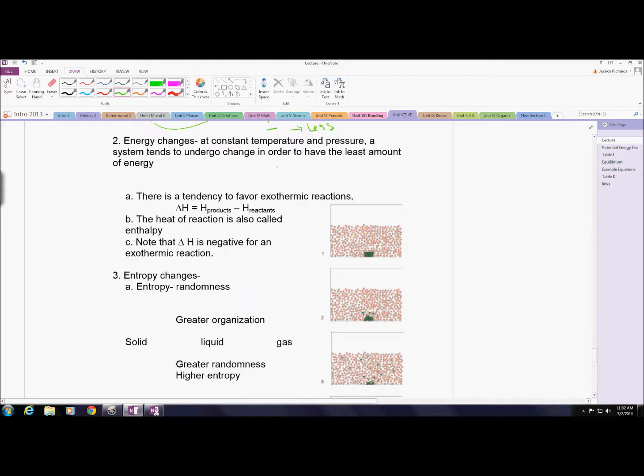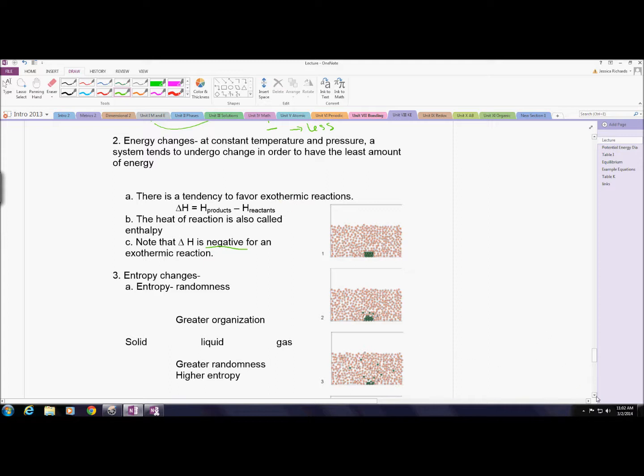All right, we've already talked about delta H, and we've talked about how you find it. It's products minus reactants. The heat of the products minus the heat of the reactants will give us our change in heat. You know that exothermic reactions have a negative sign then, and endothermic reactions have a positive sign. And we just said in nature the exothermic reactions are the ones that are favored.